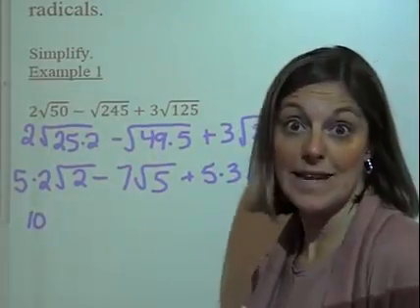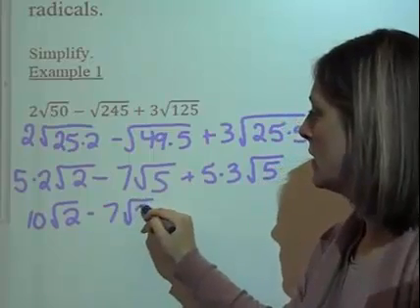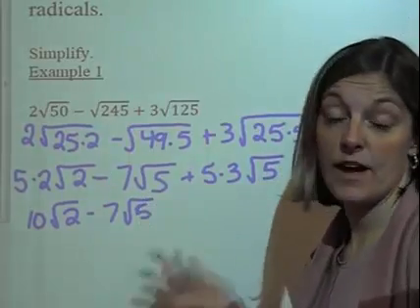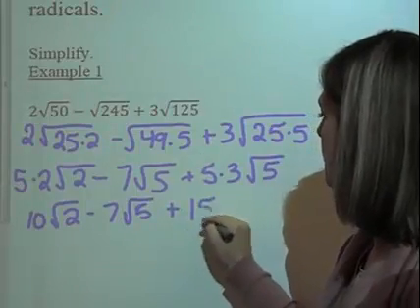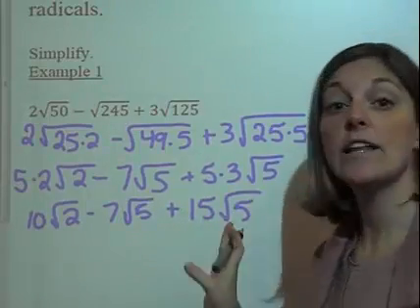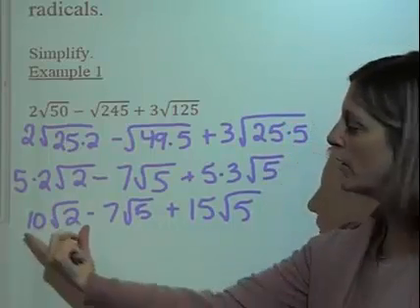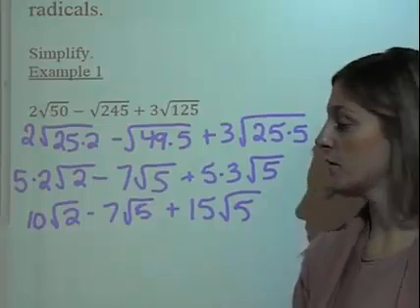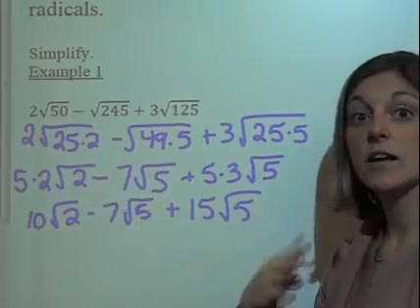So 5 times 2 is 10. The 7 square root of 5 stays the same, and then 5 times 3 is 15. Now we can look and see if we have any like terms. How many square roots of 2 do we have? Well, we only have this 10 times square root of 2, so we can't simplify that. But we have these square roots of 5 that we can combine together.